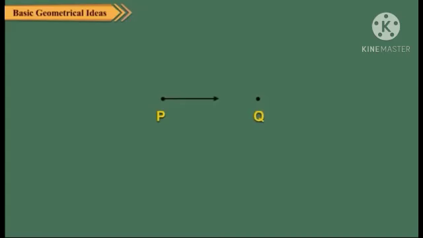Take a line segment PQ and extend it indefinitely in one direction only. It gives us a ray PQ. Clearly, a ray PQ has only one endpoint and no definite length. Ray PQ is denoted as PQ with an arrow. Note that while naming a ray, we start with the initial point. So, ray PQ is different from ray QP.